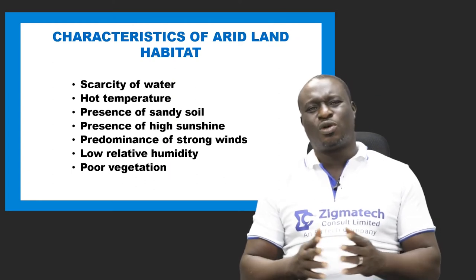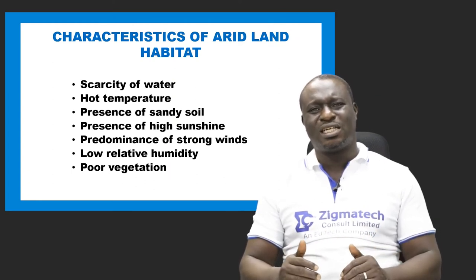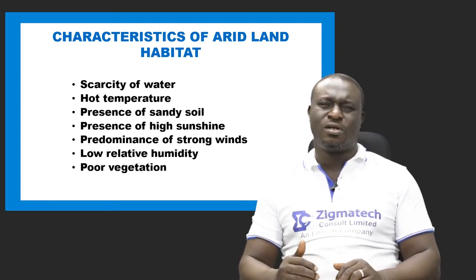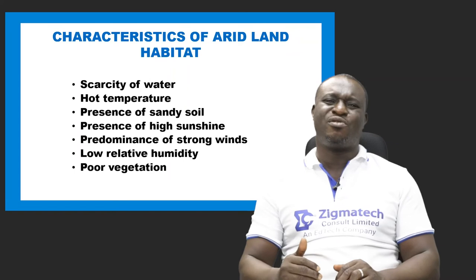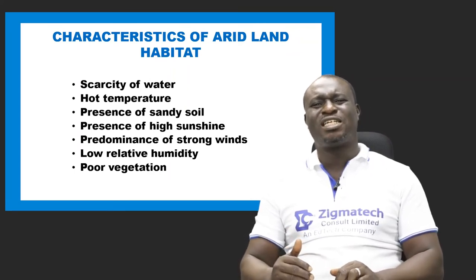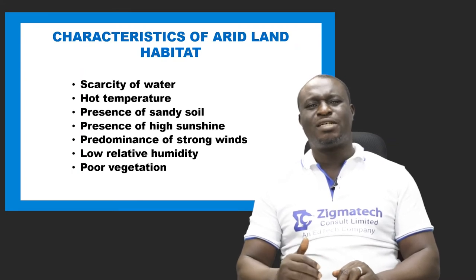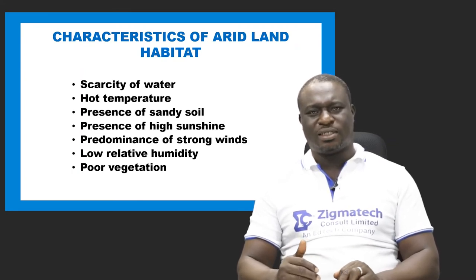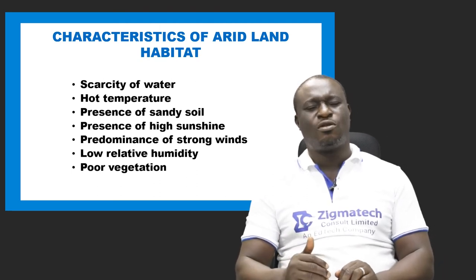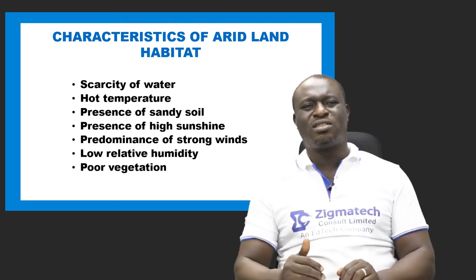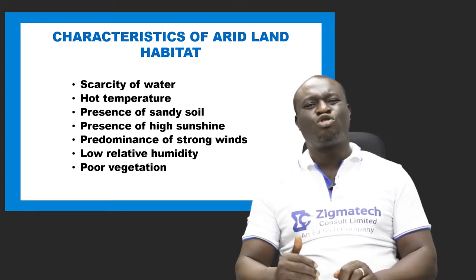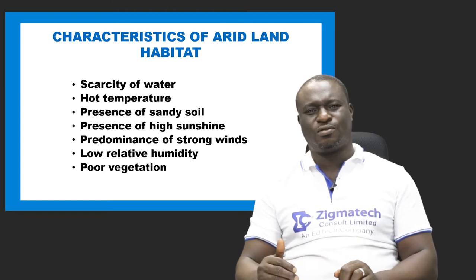Next characteristic you can observe in arid land habitat is hot temperature. The temperature there is very, very high. Number three is presence of sandy soil. You see more of sand in it. And remember, sandy soil supports scanty vegetation. So it means that in an arid land habitat, you see little or no vegetation.